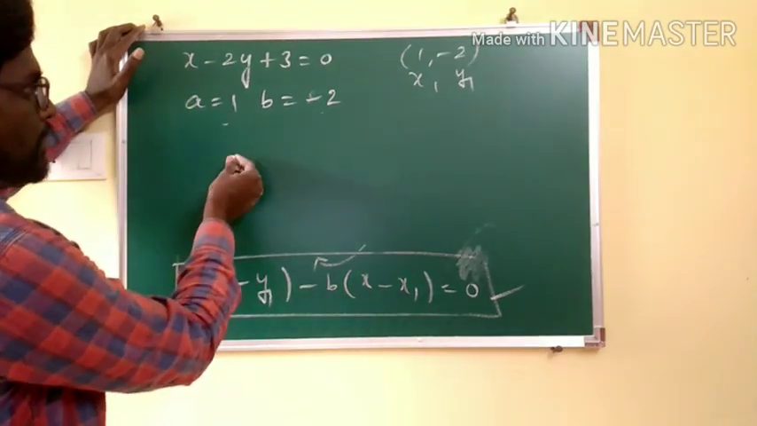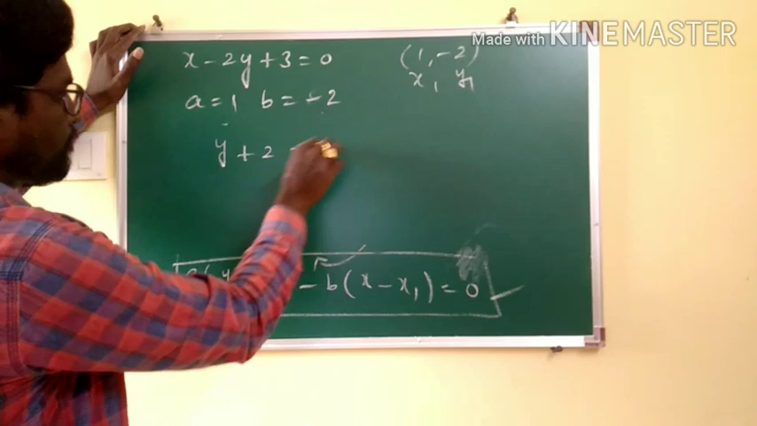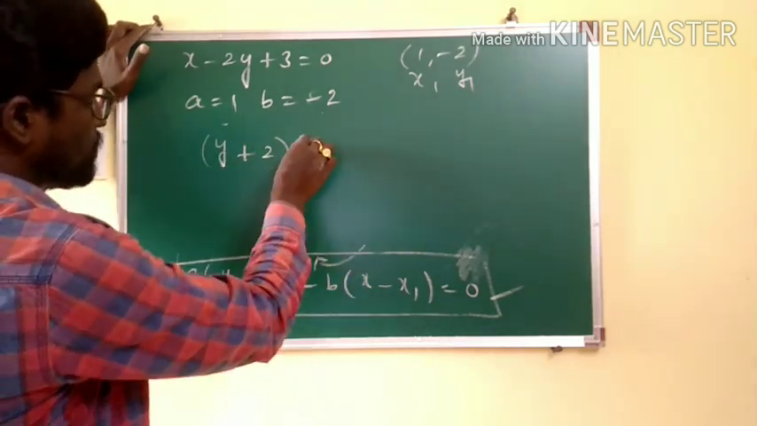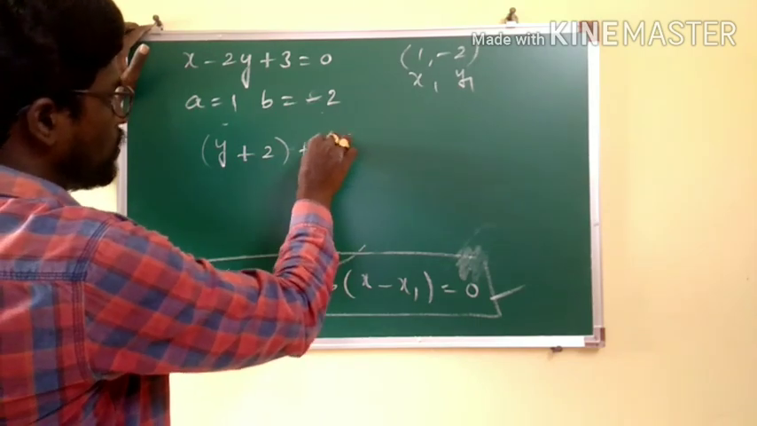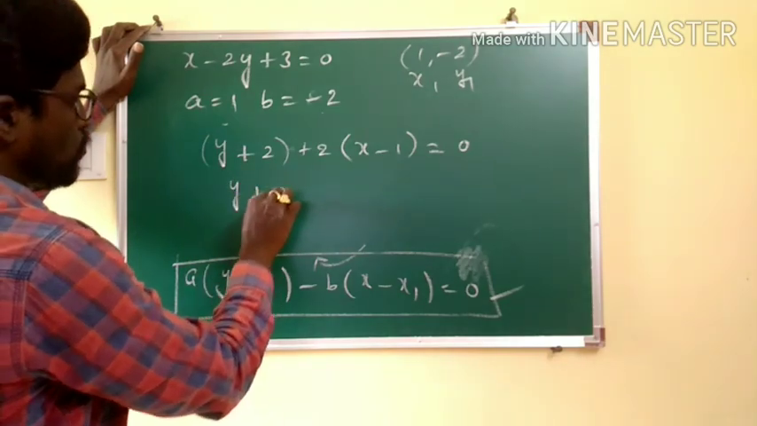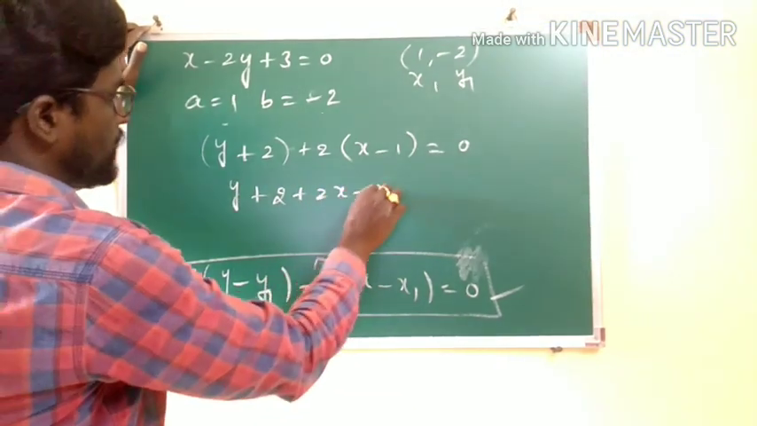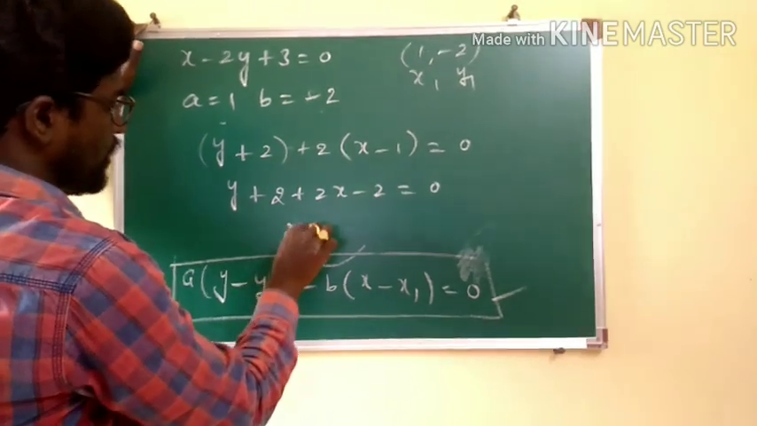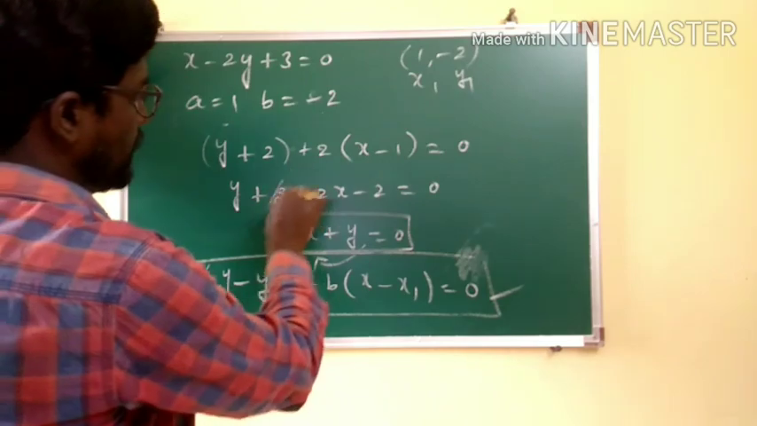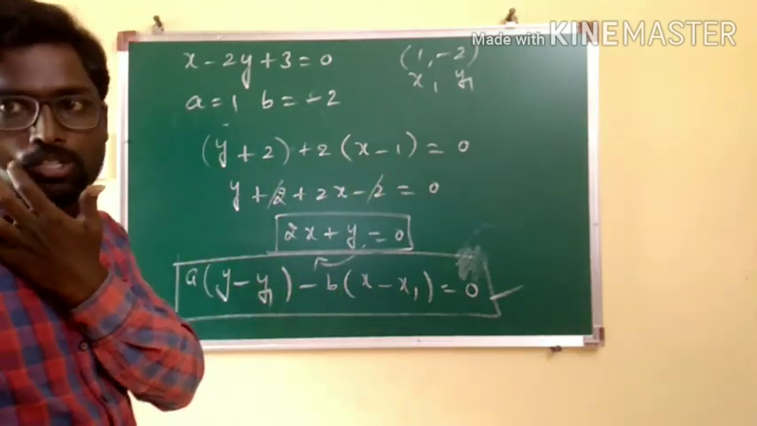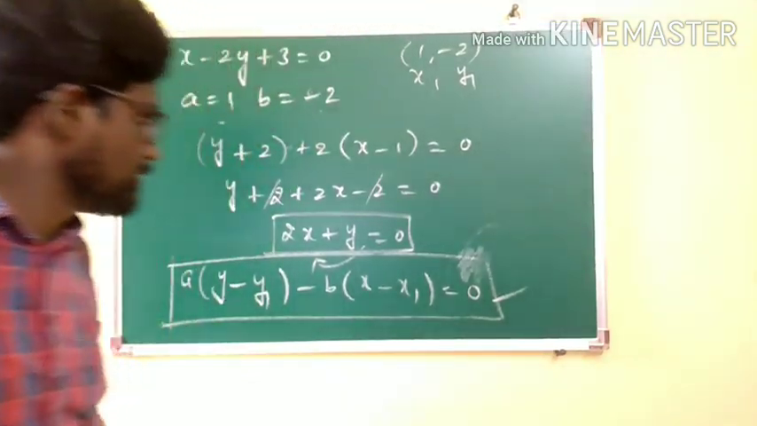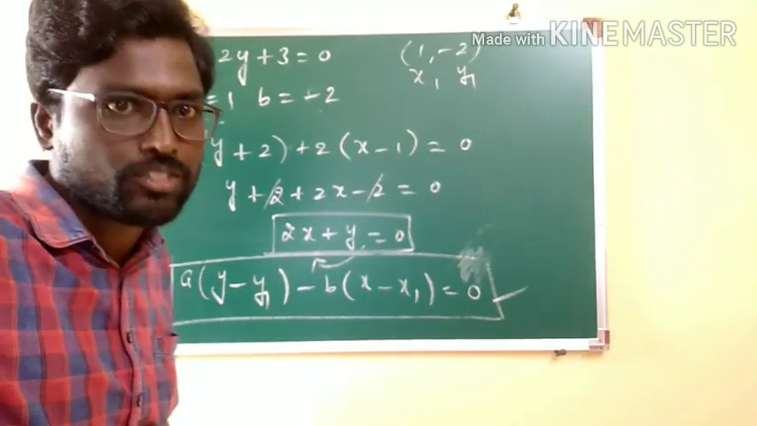So 1 into y minus y1 means y minus minus 2 becomes plus 2, minus b, what is minus b? Minus minus 2, so plus 2 into x minus 1 is equal to 0. So y plus 2 plus 2x minus 2 is equal to 0. Therefore you are getting 2x plus y is equal to 0 is the required line. Here plus 2 and minus 2 get cancelled. Directly we have got the result, you see, without any struggle.